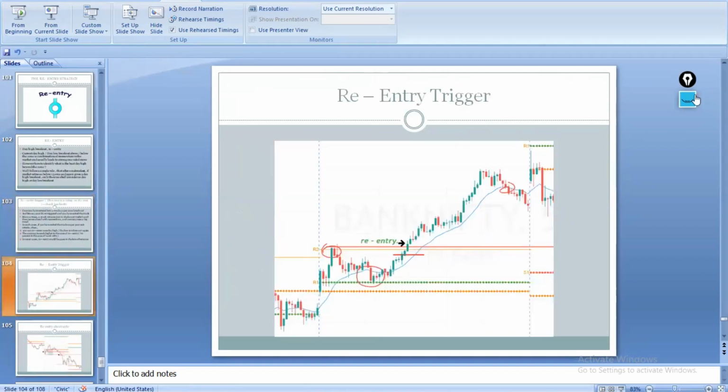Re-entry system. As you can see, market broke the previous day high and R1, and the market again comes back below the EMA. You enter as soon as the day high is taken out, and then we see this strong momentum, right? So you'll be able to capture all these big moves. You just got to be a little patient.